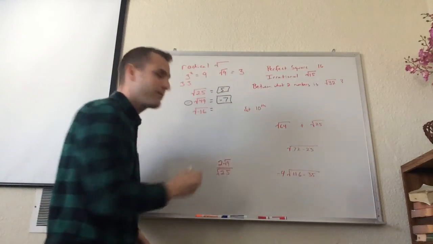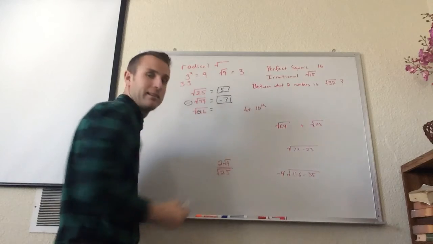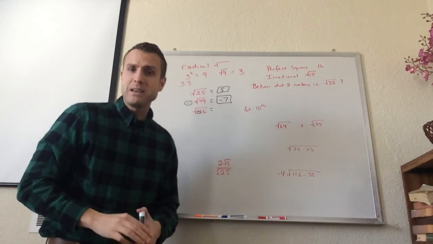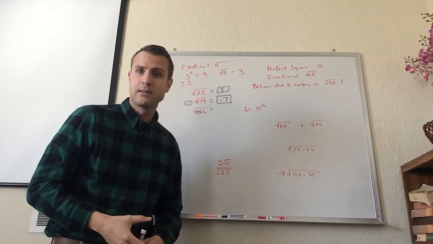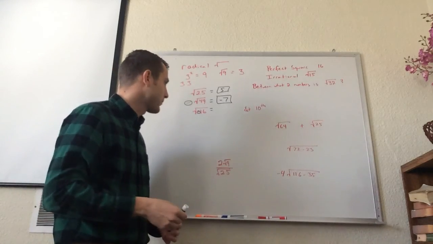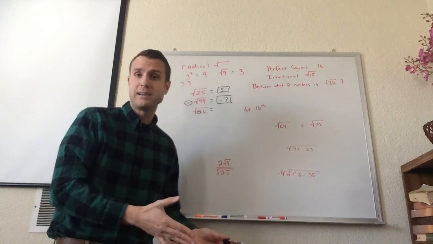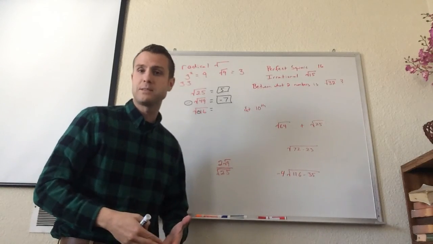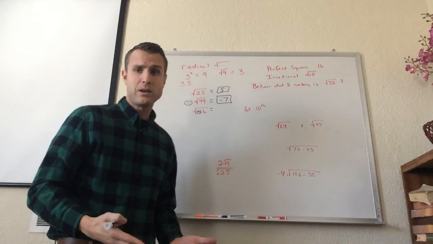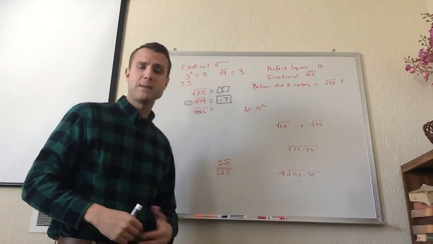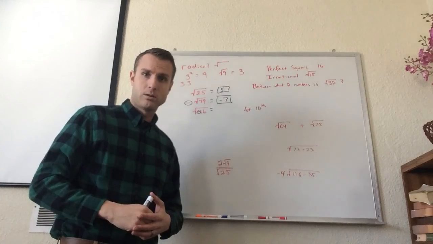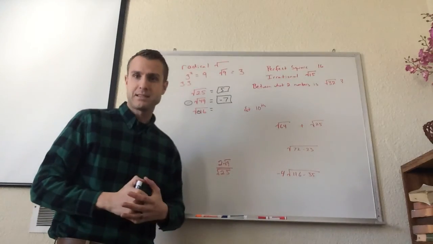Now here the negative is on the inside. So what this means is what number times itself equals negative 16? Well, if I do 4 times 4, that equals positive 16. Well, how about negative 4 times negative 4? Well, that also equals positive 16. So there was no number that you can multiply times itself to equal negative 16.